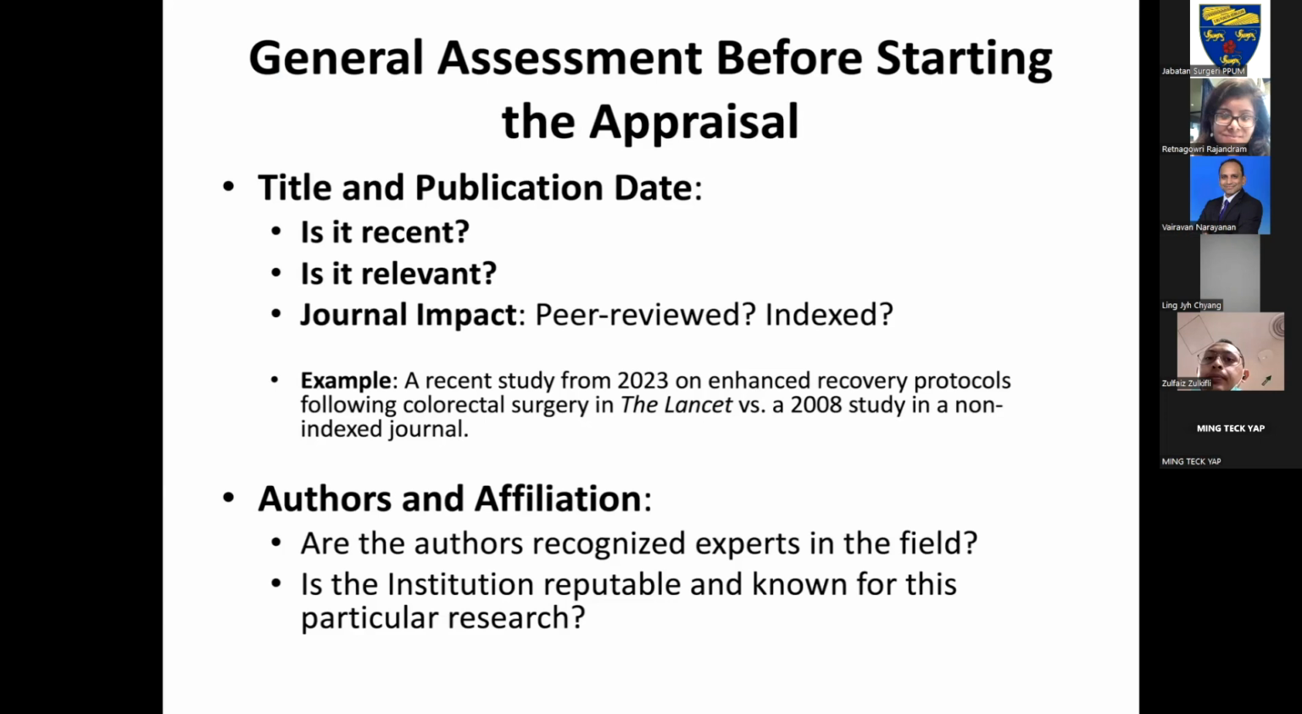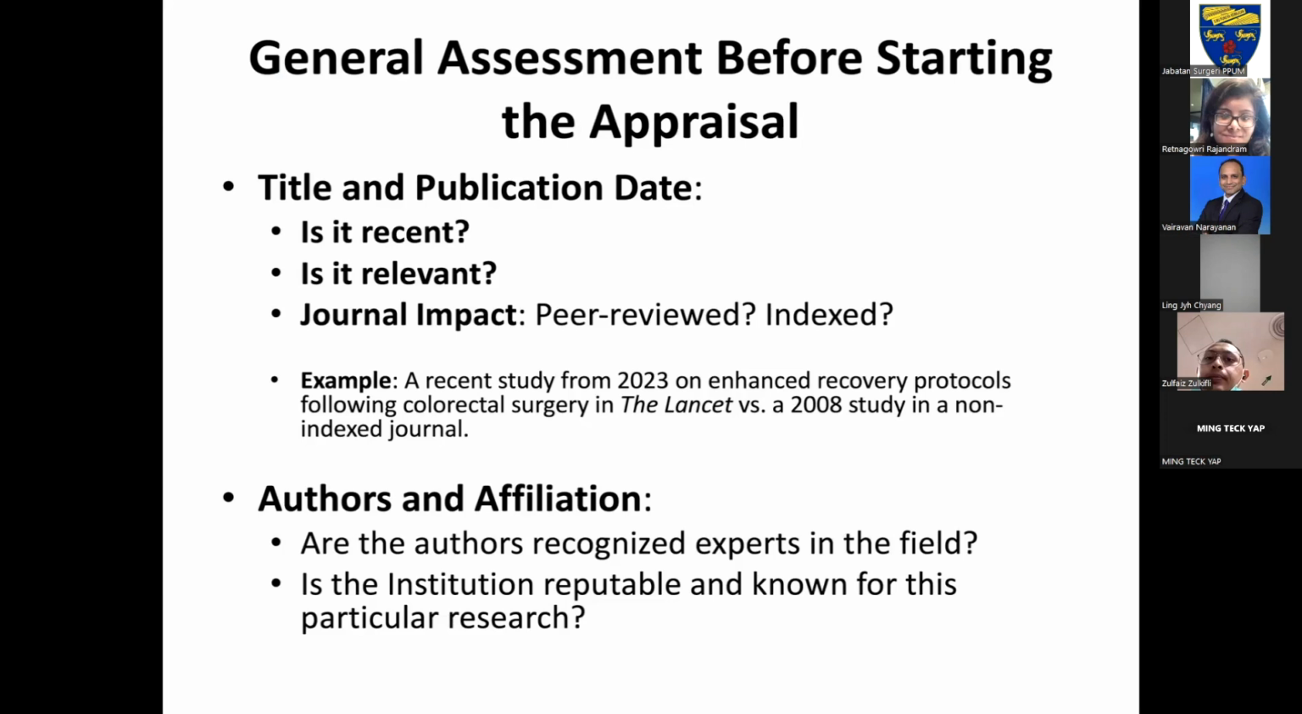An example is a recent study from 2023 on enhanced recovery protocols following colorectal surgery. That's interesting. It was published in Lancet, as opposed to another study on anesthetic recovery protocols in 2008 in a non-indexed journal. If you compare both of these, obviously you want to read the higher impact peer-reviewed journal of a more recent date, right? Next, moving on.